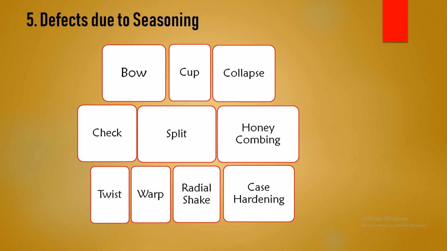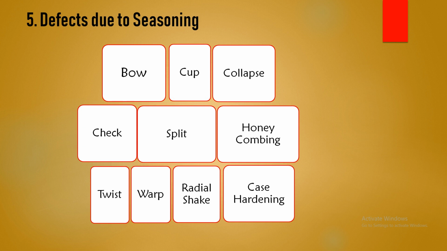The fourth one is split. The cracks formed all throughout the fibre are called a split. The fifth one is twist. Twist is the spiral distortion of timber along the lengthwise direction, which can be visible from outside. The sixth one is warp. Any other bending other than twist is called warp.